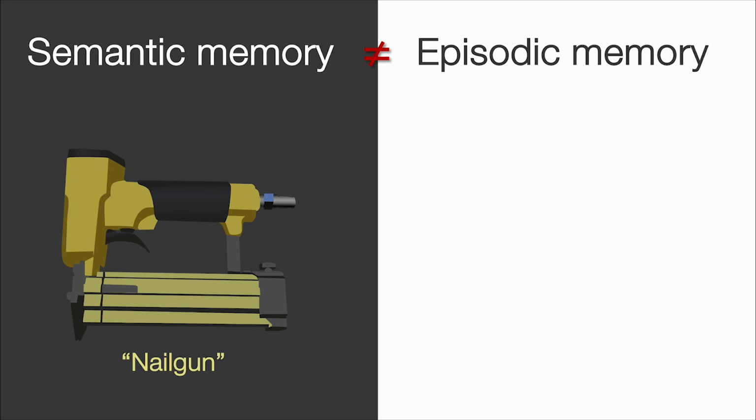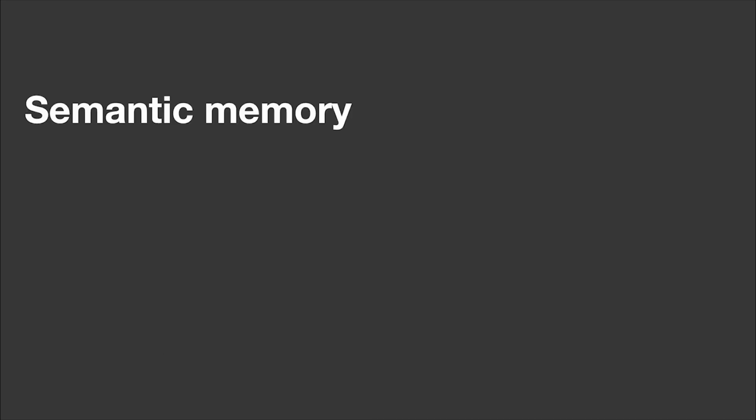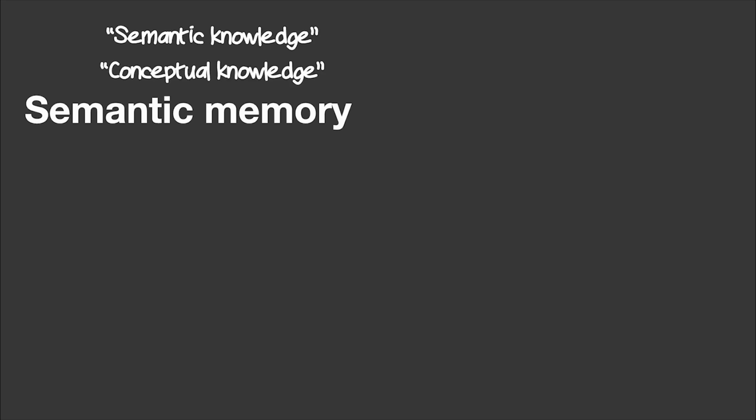What would not be semantic memory is remembering the time your cousin put a nail through his hand playing with a nail gun, or something like that. Because that memory is specific to you and it's specific to a time and place, whereas the general concept of a nail gun or a nailer is your semantic memory, and it's shared by the population. So we'll put that there. Semantic memory, also called semantic knowledge, conceptual knowledge.